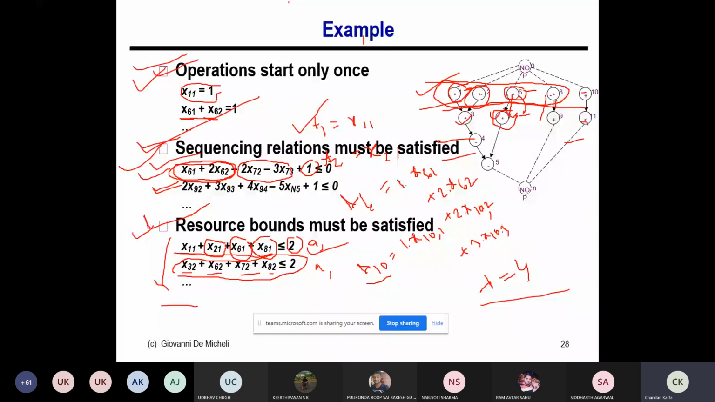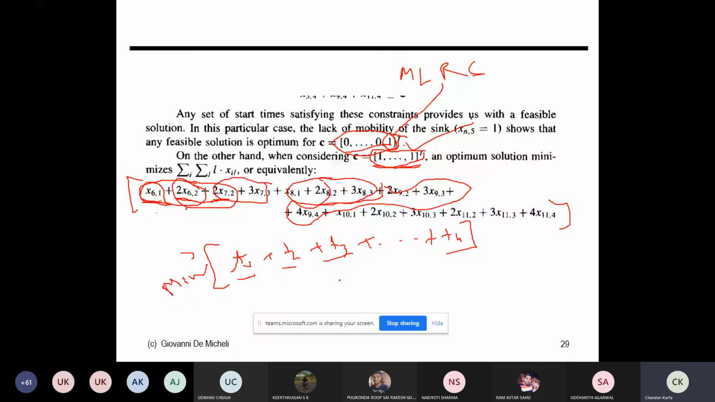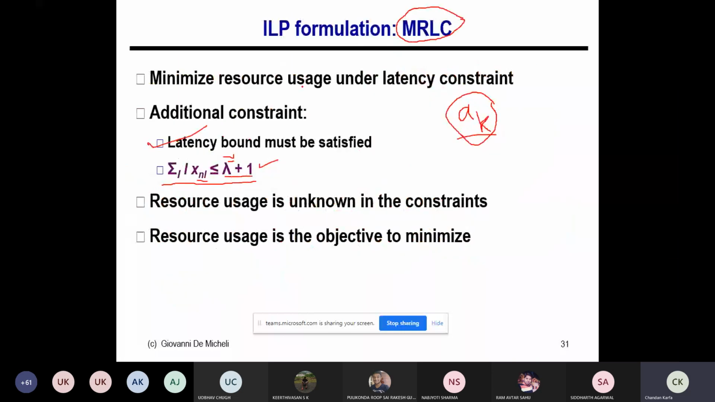The only thing here is that the resource bound is not fixed, it is basically variable, A1, A2 and so on, right? And the fourth constraint is that whatever solution I'm going to get must satisfy the latency constraint. So the sink node's start time must be less than lambda plus 1. Okay, so till this point is clear, right?